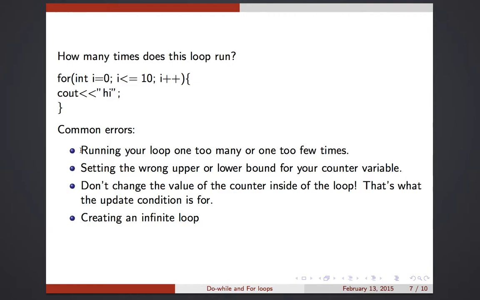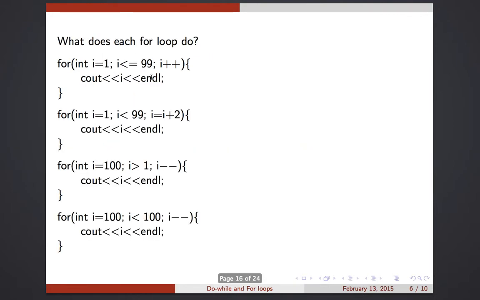Okay, so here's some other common errors. Like I say, sometimes it's hard to see how many times your loop will run. So a lot of times your loop will run one too many or one too few times. Setting the wrong upper or lower bound for your counter variable, and the counter is just this I right here. It's the variable you create to run inside the for loop. So sometimes you set the wrong value right here, or if you're doing a lower bound, like right here, sometimes you mess up and you do something you don't mean.